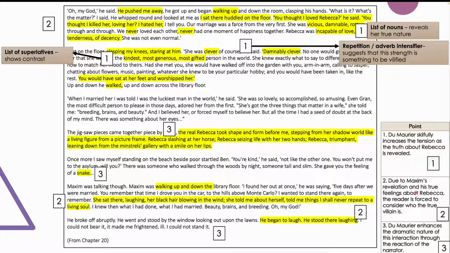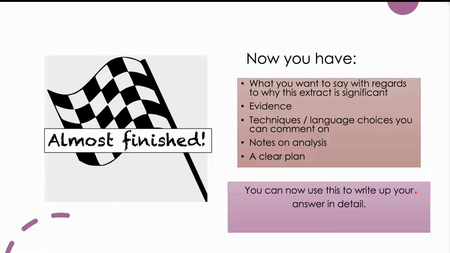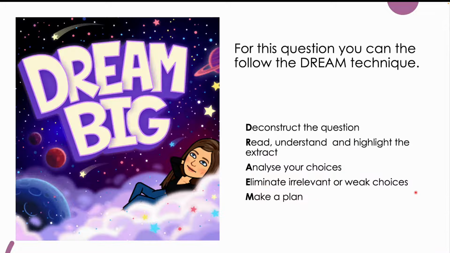So I've got my methods, I've got my techniques, but I've also got a little note on what I want to say, just in case once I start writing my essay, I get a bit overexcited, I rush a little bit and I forget. But everything's now on my paper just to keep me focused. So now you've got what you want to say with regards to why this extract is significant. You've got your evidence. You've annotated, so you've got your techniques, you've got language choices you can comment on as well, you've got some notes to help you, and you've got a clear plan with your points. Now, all you need to do is use this to write your answer in detail.